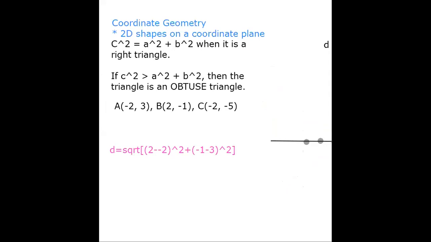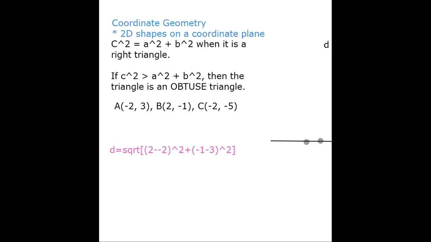2 minus -2, right parenthesis, up arrow 2, plus left parenthesis, -1 minus 3, close the parenthesis, up arrow 2. That is exactly the keystrokes that you're going to push. Whoops, no, not those. I did not get out of the exponent line. That was a funny answer. Let's try that again.